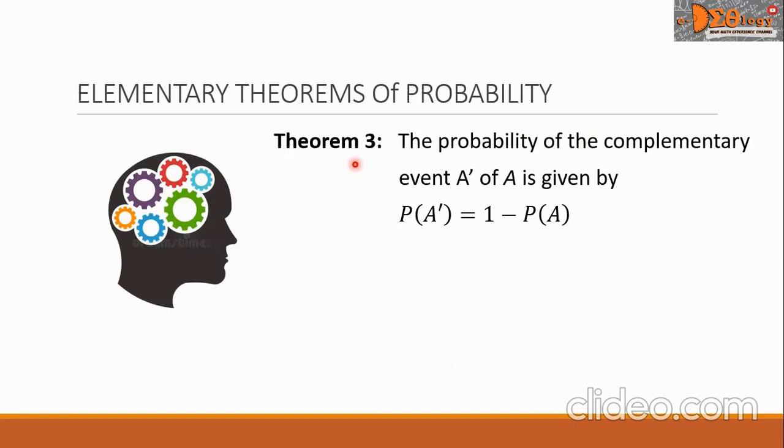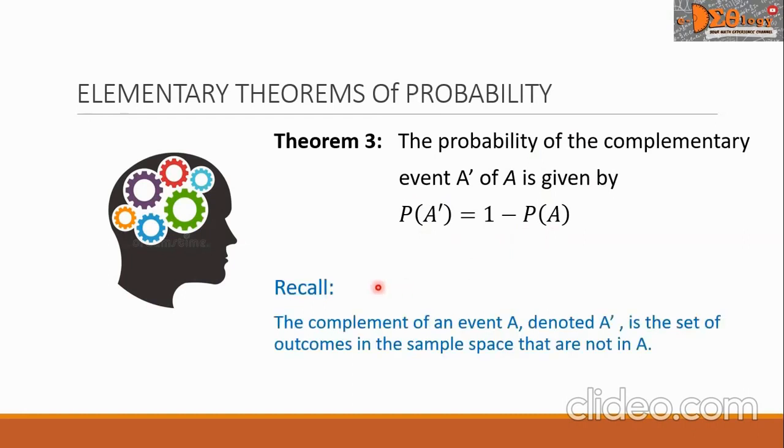Let's go to Theorem 3. The probability of the complementary event A' of event A is given by P of A' equals 1 minus P of A. Recall that the complement of the event A, denoted by A', is the set of outcomes in the sample space that are not in A.